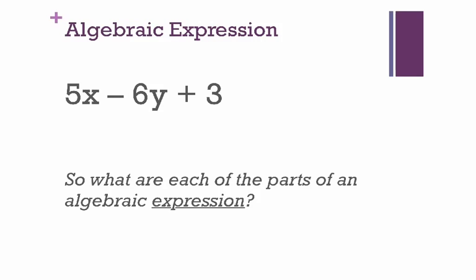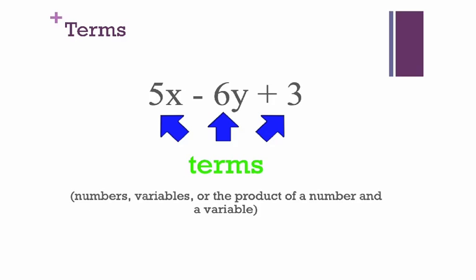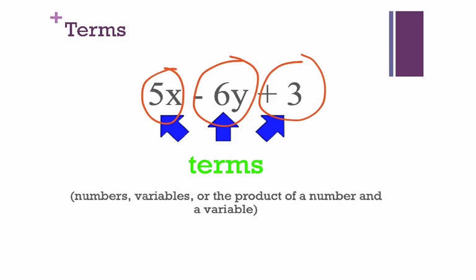So we need to figure out what are the different parts of an algebraic expression. So the first part here are the terms. The terms are these separate pieces that we're looking at. So 5x is a term, negative 6y is a term, and 3 is a term. This plus just means it's a positive 3, so I would just say 3 is my term.